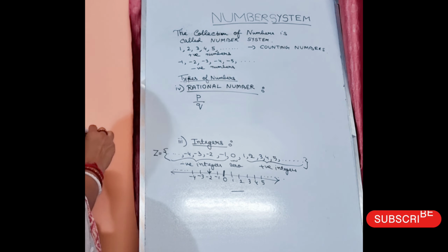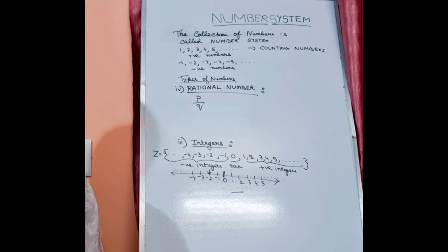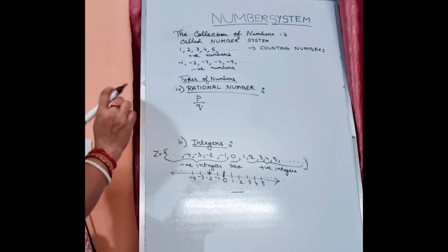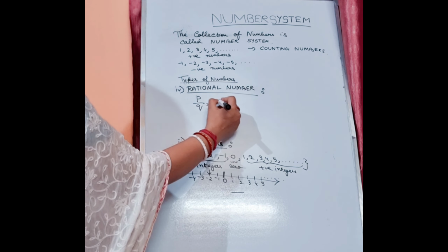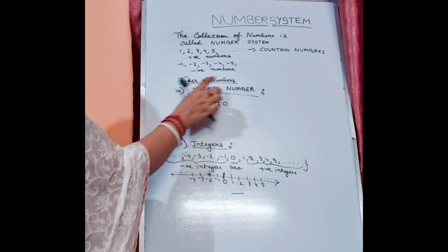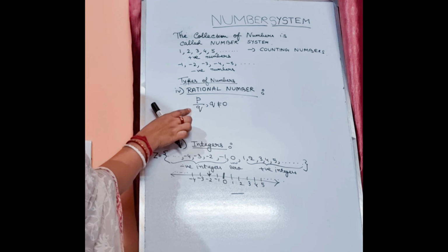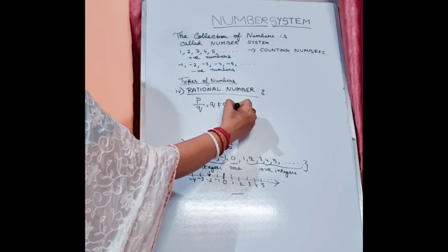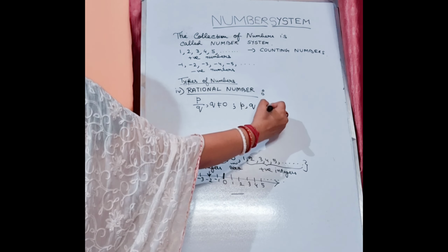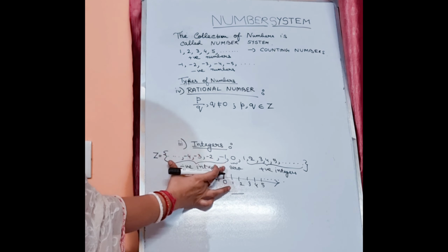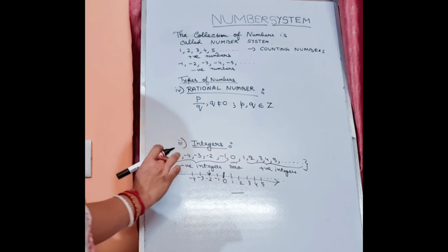Now what is p and q? Before that, let me say that you can easily understand p by q means it's actually a fraction. Because it is a fraction, the denominator has to be not equal to 0, because if it is equal to 0, then the fraction would not exist. So rational numbers are such numbers which can be expressed in the form of p by q, where q is not equal to 0. Also p and q should belong to the set of integers. It has to be in the form of negative integers, 0 and positive integers.